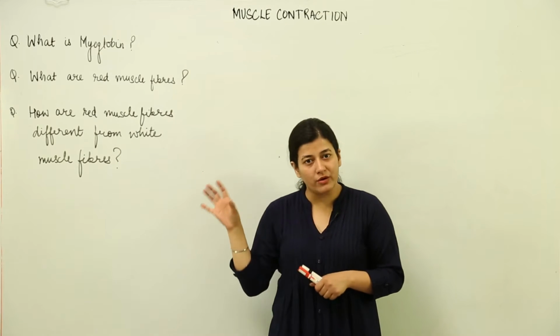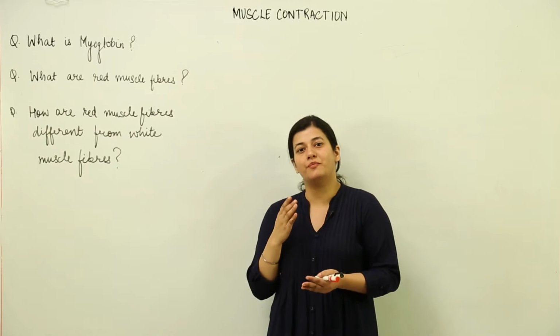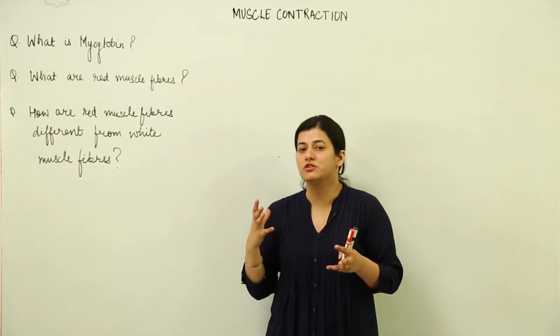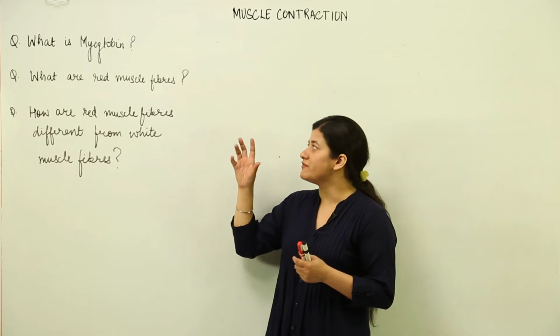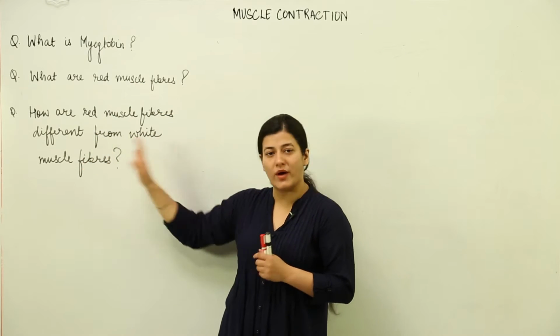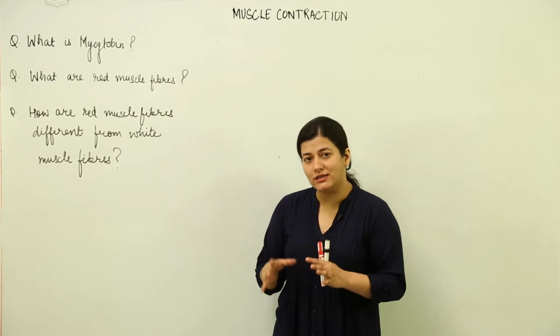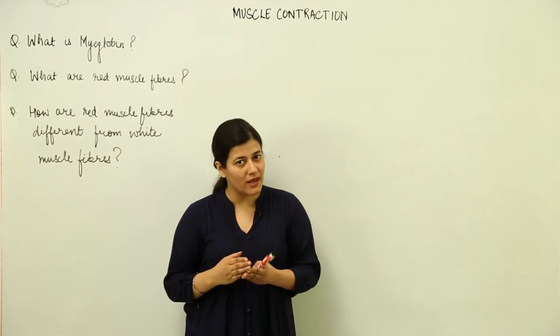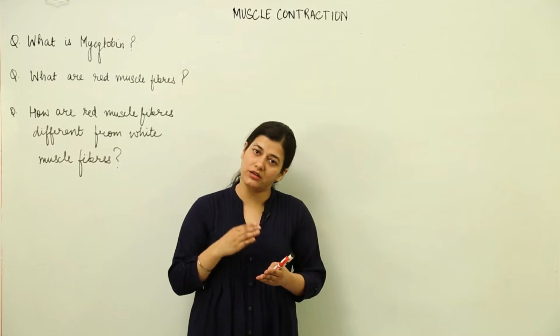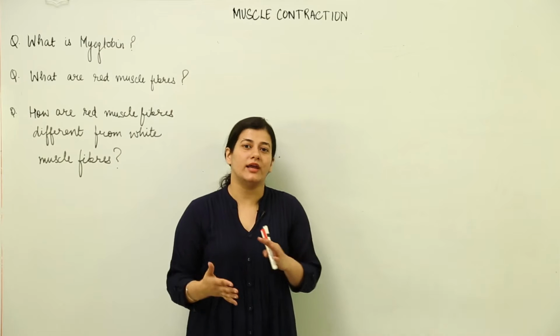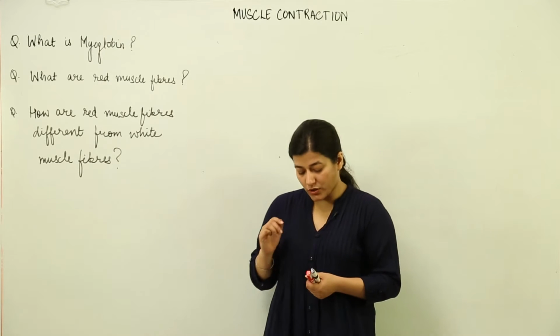When we talk about myoglobin, then on the basis of the presence of myoglobin, we have two types of muscles. Those muscle fibers are red muscle fibers and white muscle fibers. So clearly in this topic, we are going to see what is myoglobin and what are the differences between the red and white muscles. So first of all, let's take what is myoglobin.